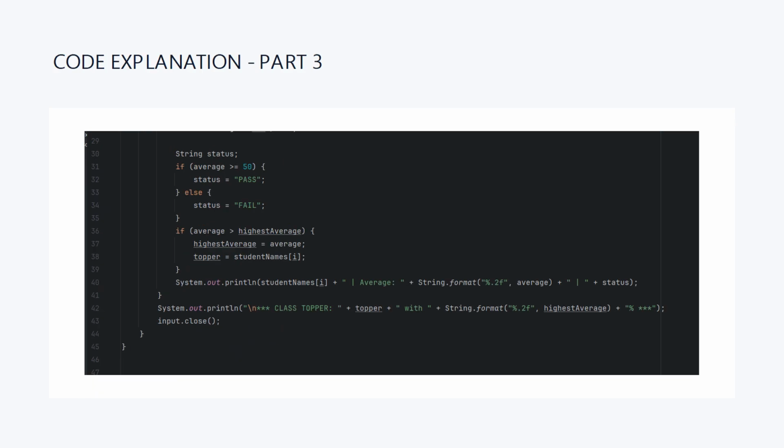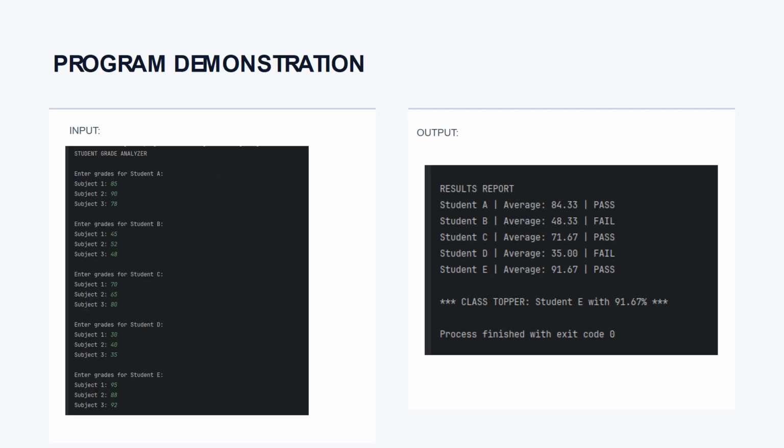Code explanation part 3. Finally, lines 39 to 44. Line 39 prints each student's results showing their name, average formatted to two decimal places, and their pass or fail status. Line 41 prints the class topper with their name and highest average. Line 42 closes the scanner and prevents resource leaks. Line 44 closes the class. This completes the code explanation. Moving to slide 10, program demonstration.